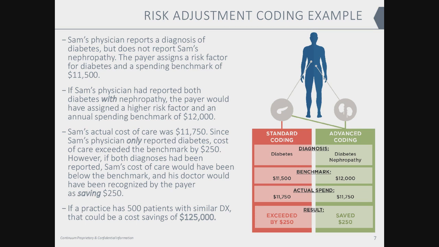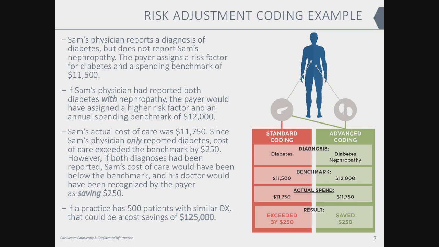Well, when we go back, we say, actually, this is a patient who presents with not just diabetes, but they have some complications. In this scenario, it's nephropathy. Just by adding that tag of nephropathy, the benchmark will increase because the RAF, or risk adjustment factor, is increased, to $12,000. Spend remains the same, and then you can see the subsequent result of saving $250. So something more specific, that you can actually apply, can have a very different result.